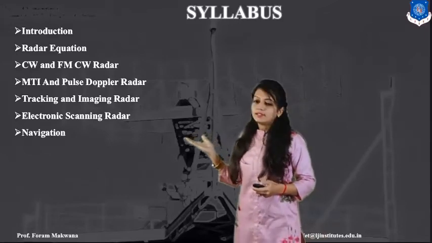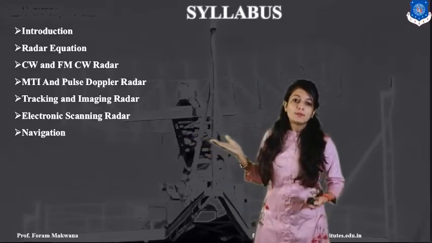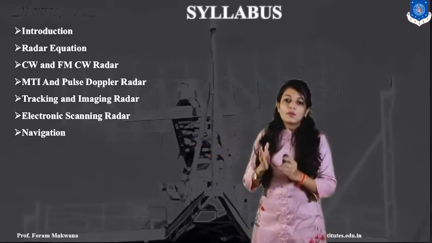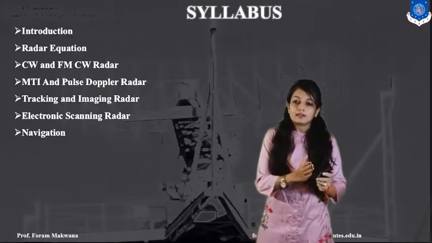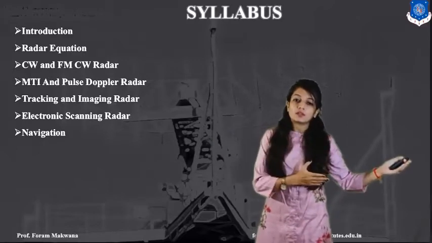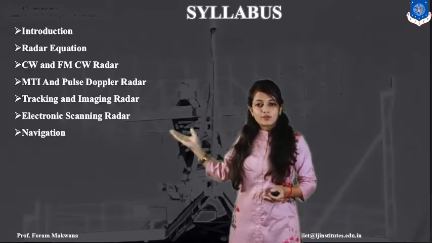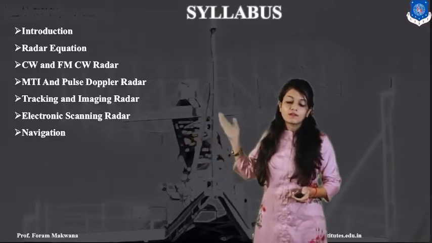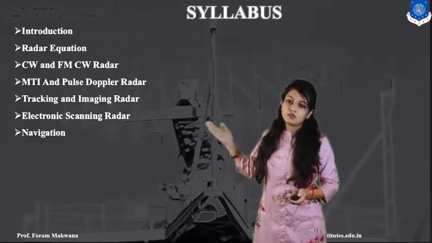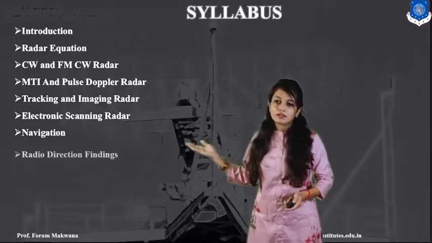Chapter number 7, that is navigation. So what do you mean by navigation? We are going to direct a target from one point to another point, and it is known as navigation. So what are the types of navigation? There are 4 types of navigation that we are going to study in chapter number 7.